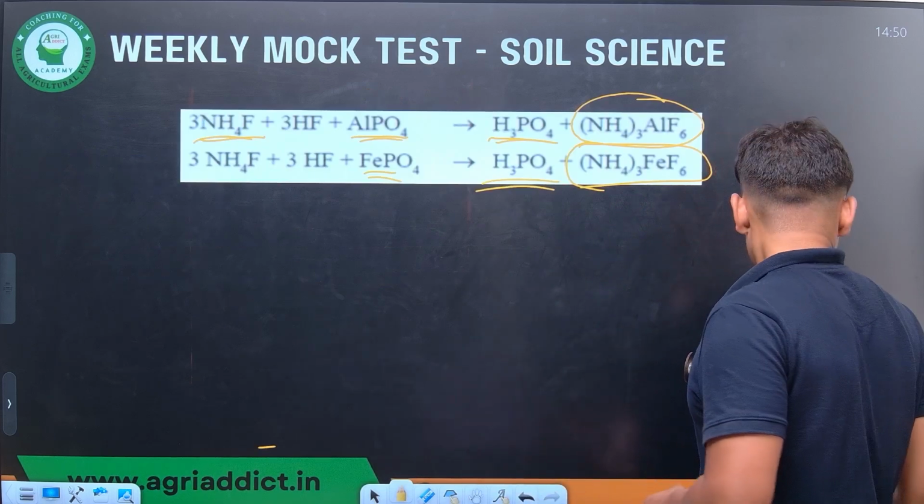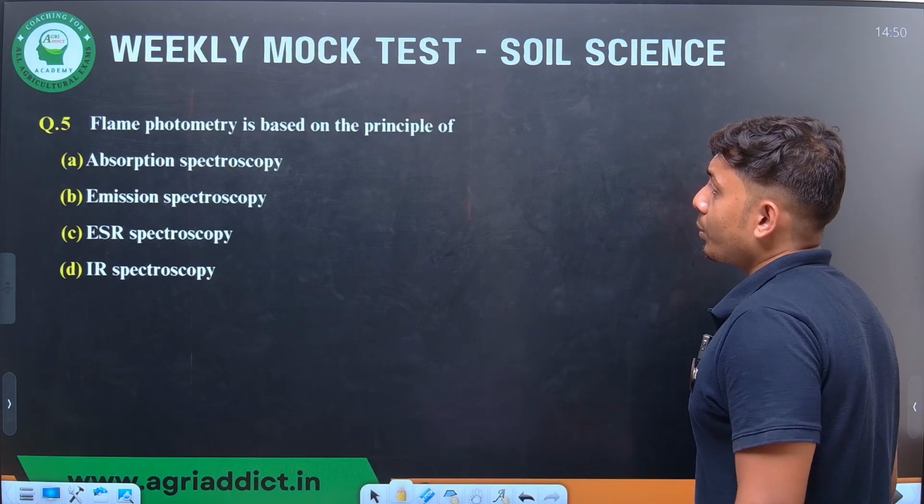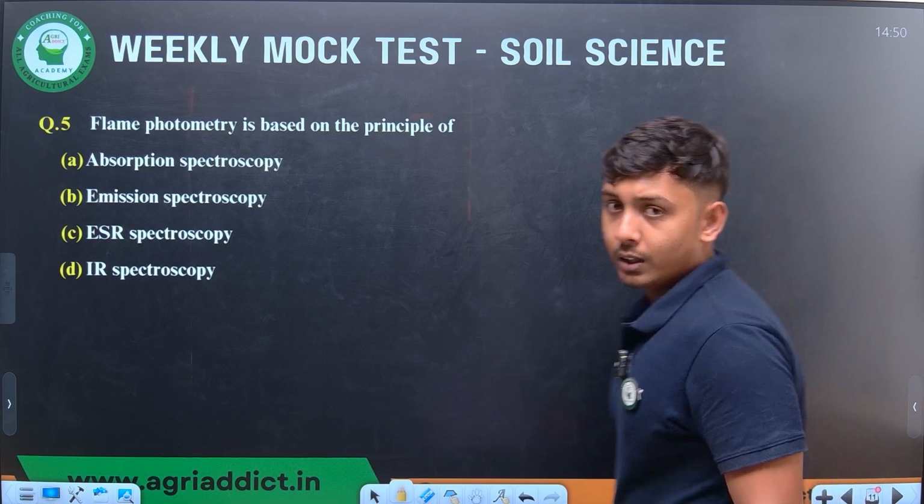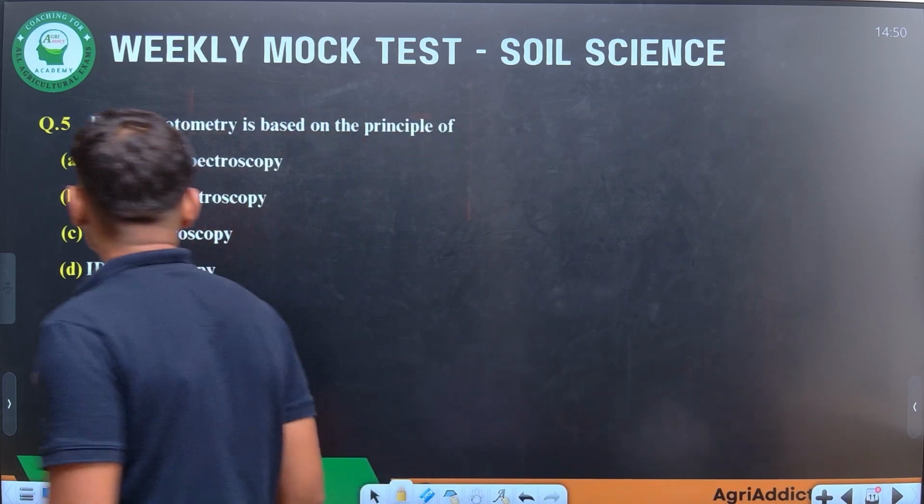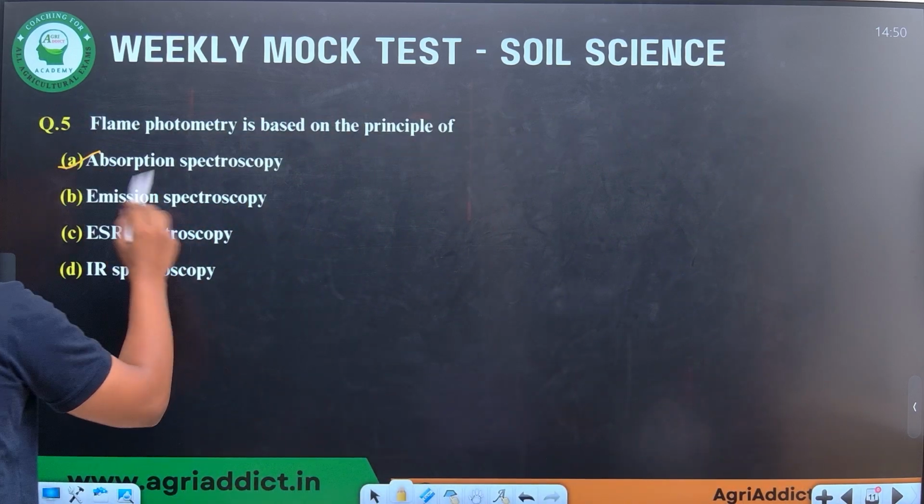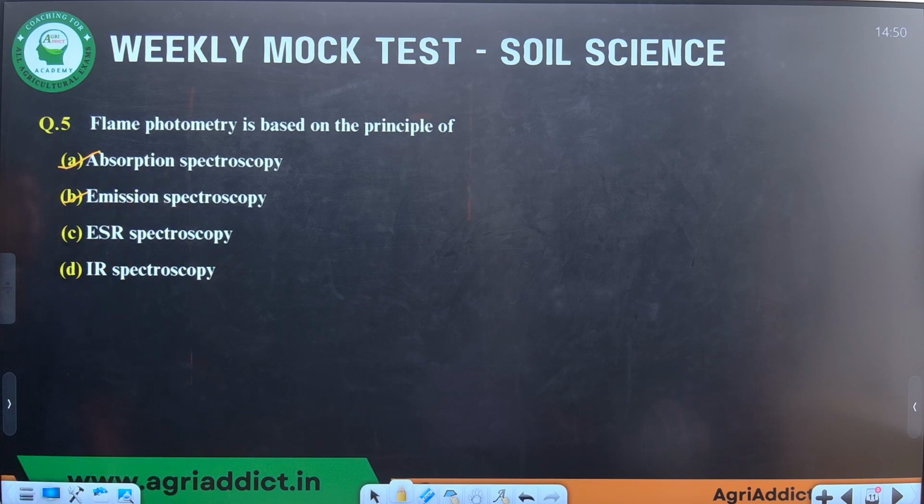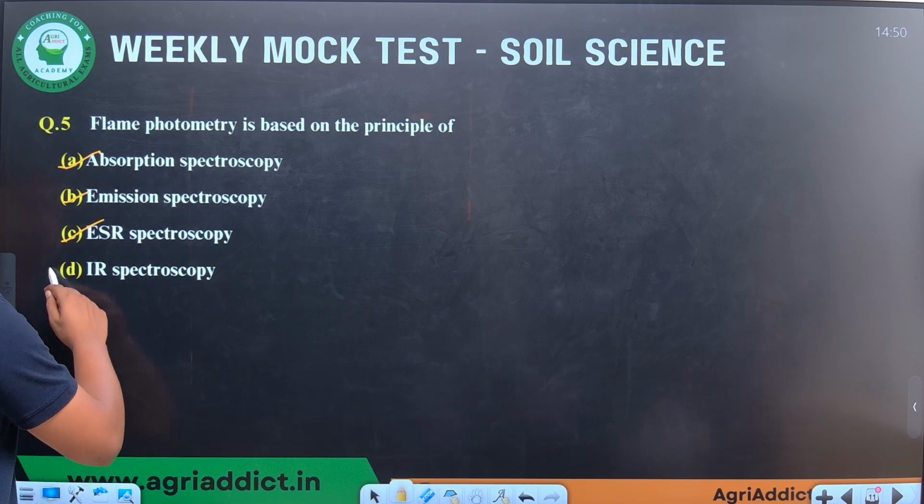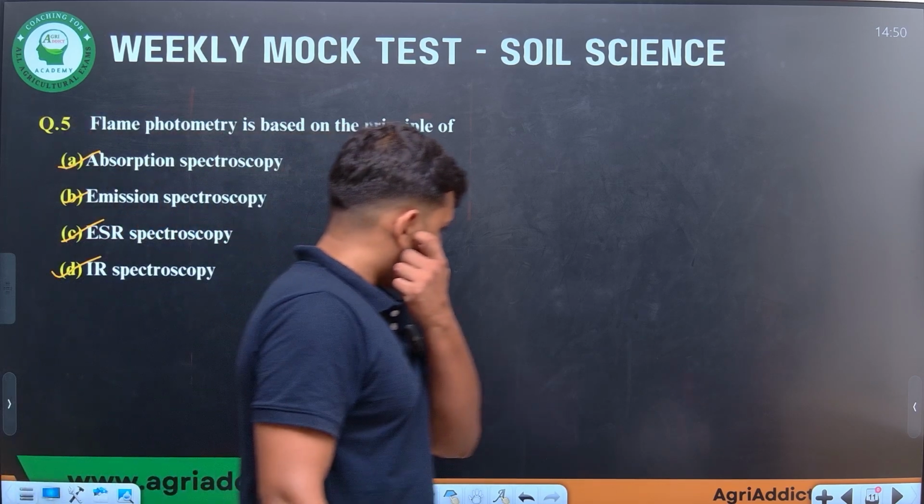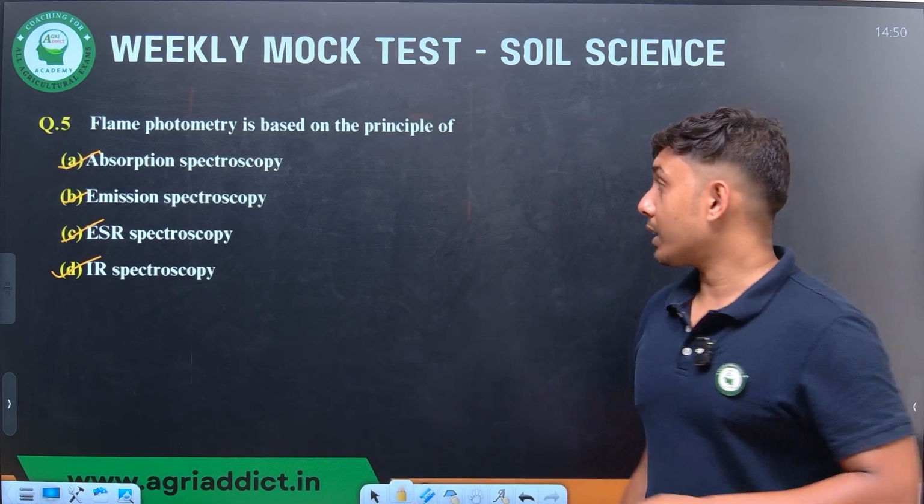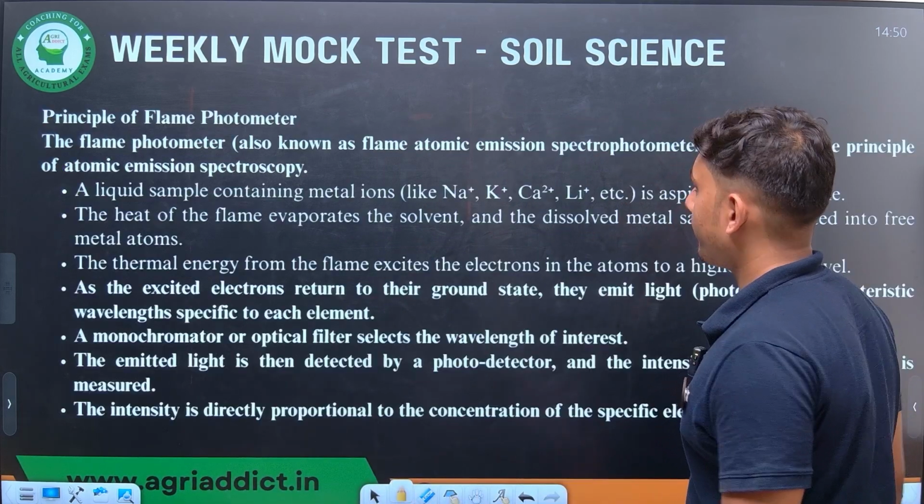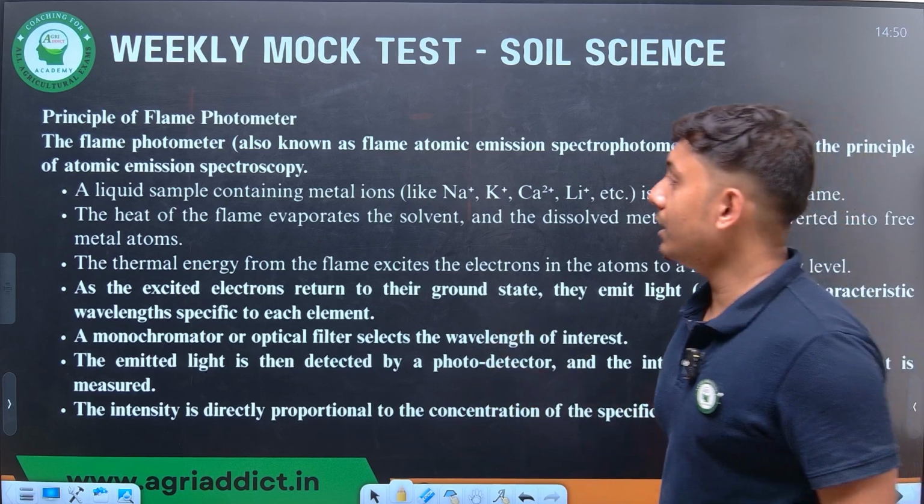Next, come to the next question. Flame photometry is based on the principle of, so here what are the options? It is absorption spectroscopy, emission spectroscopy, ESR spectroscopy and infrared spectroscopy. So first we have to learn what the principle of the flame photometer is. So this is the principle.